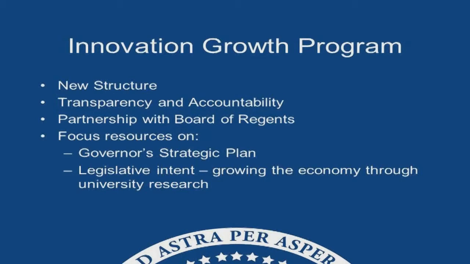This program is focused on leveraging more resources for Kansas through our research universities with a budget of $1.25 million this year. And we have multiple accountability points. A steering committee that's made up of representatives from both Department of Commerce and the Board of Regents oversees the activities of the universities, makes funding and other recommendations to Secretary George. We're focused on leveraging these more resources for Kansas through culture change at our Kansas research universities, emphasizing results that track the governor's strategic plan and your legislative intent on growing the economy through university research.